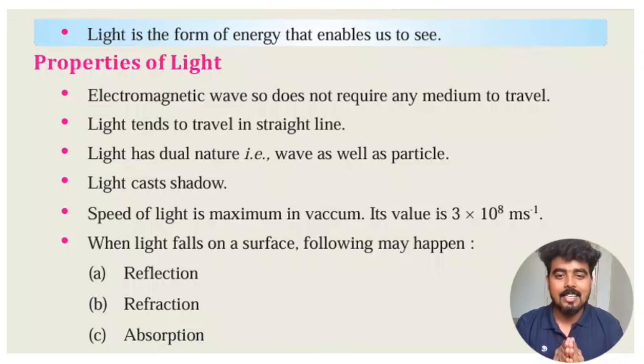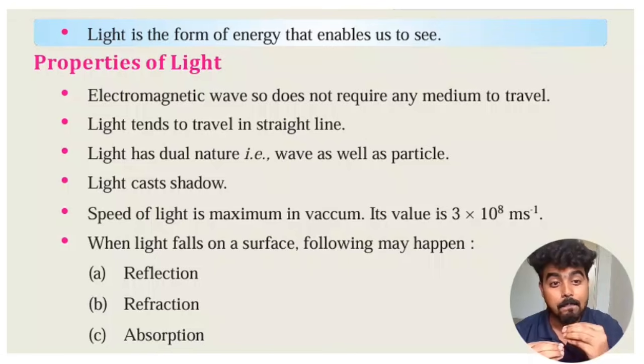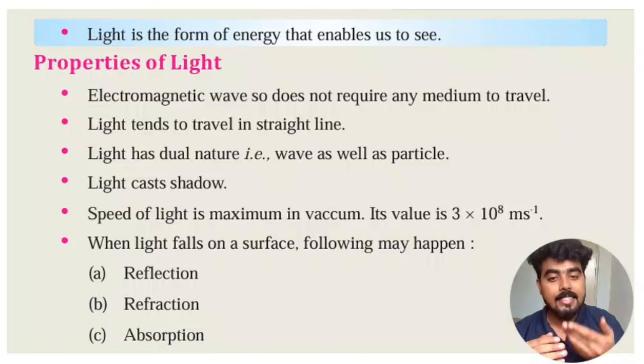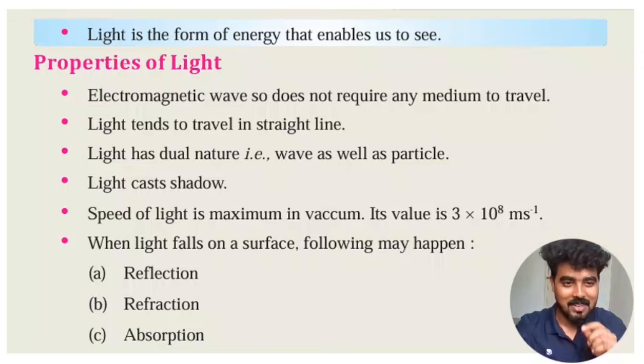Light casts sharp shadows when an opaque object comes in its path. In a vacuum, the speed of light is at maximum, which is 3 × 10^8 meters per second. Finally, when the light falls on any surface, it can undergo three phenomena: reflection, refraction, and absorption.